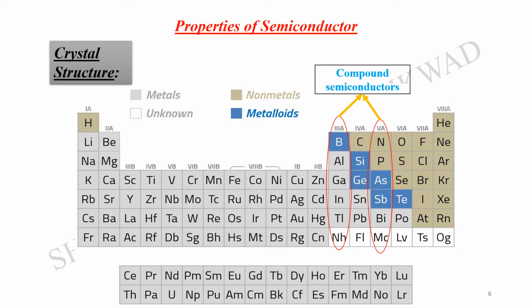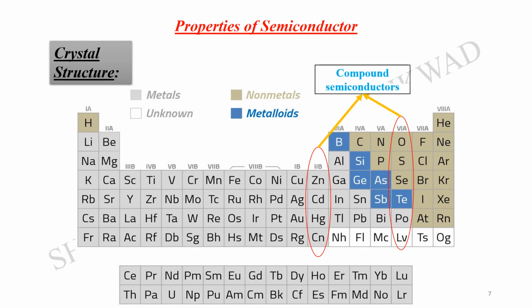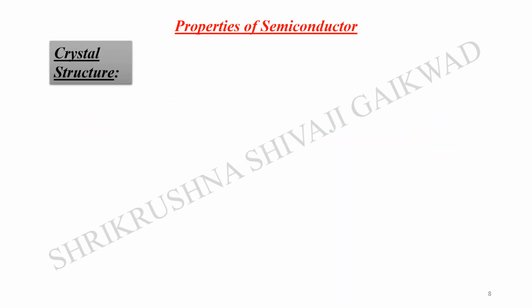compound semiconductor. Also, with other combinations, such as the second and the sixth group elements, if we combine them, then we can form another kind of semiconducting material, also known as a compound semiconductor. Okay, now you can see this screen.